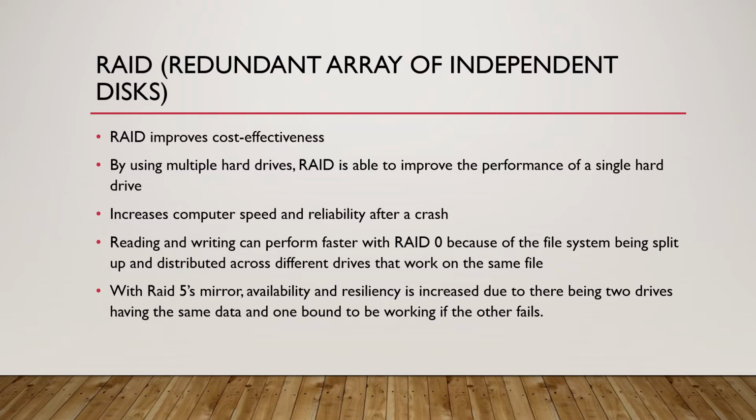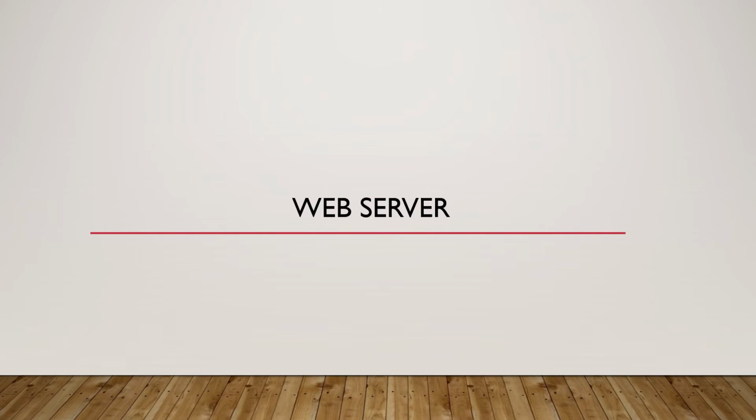Reading and writing can perform faster with RAID 0 because the file system is split up and distributed across different drives that work on the same file. So with the file system being split up, they're all able to work on this one file to make reading and writing faster. With RAID 5's mirror, the availability and resiliency is increased due to there being 2 drives having the same data, and one is bound to be working if the other one fails. So it's reliable.